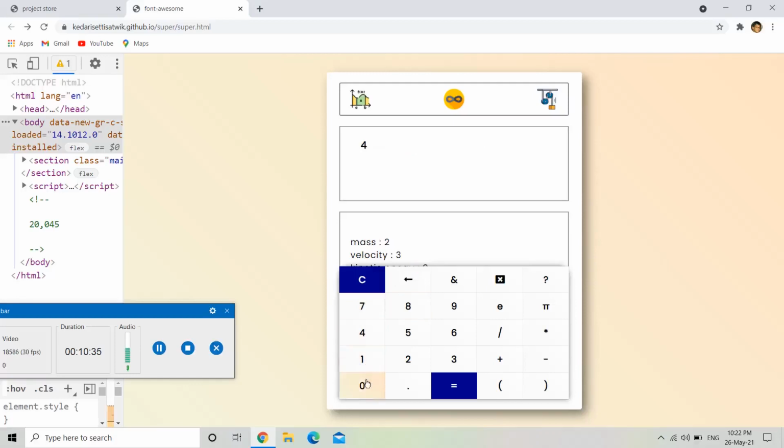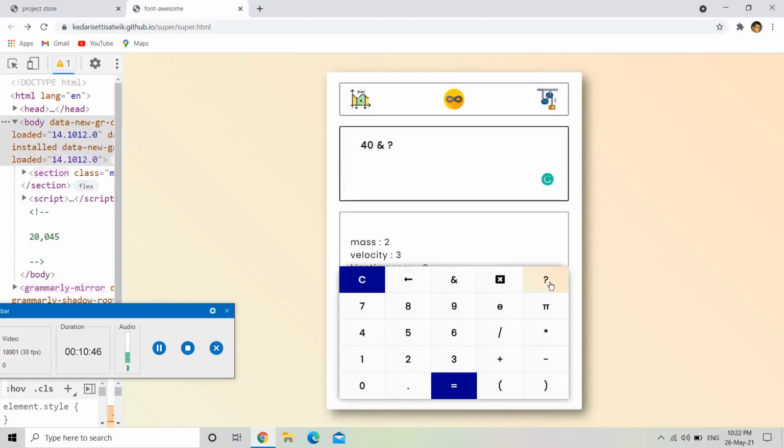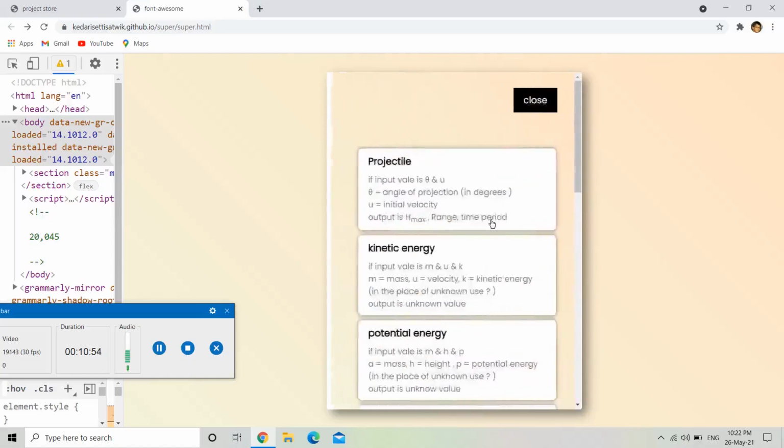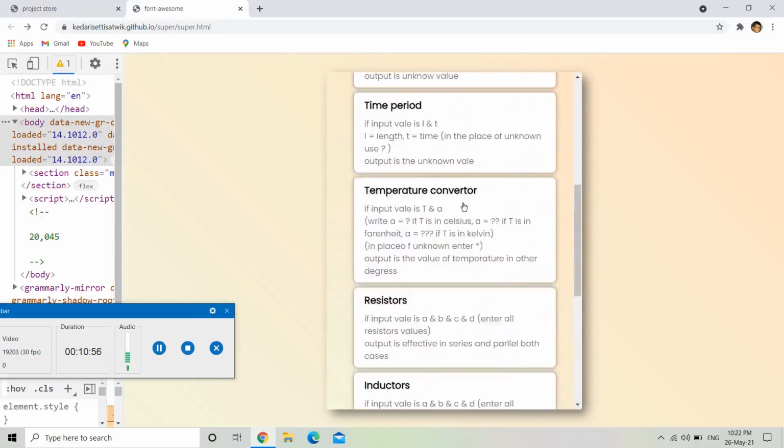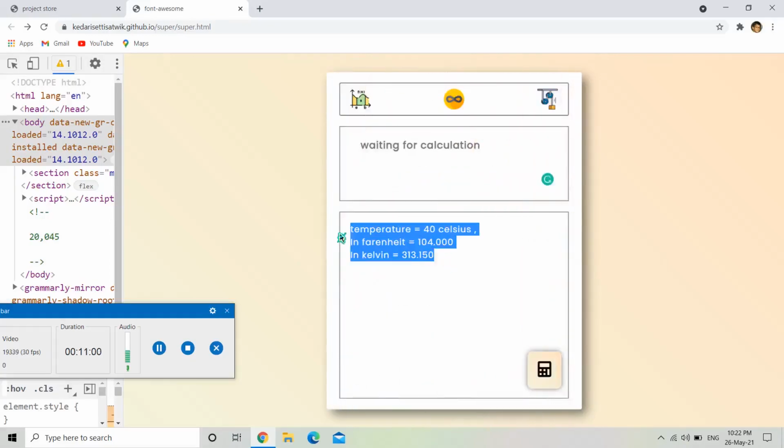By writing the value of the temperature and a mark: if your temperature is in Celsius, you should write 1 and a mark. If the temperature you have written is in Fahrenheit, you should write 2. If it is in Kelvin, 3. In my example the temperature is 40 Kelvin, so I write 3 and a question mark, and by pressing temperature converter you will get the other values, 40 Celsius, 104 Kelvin.